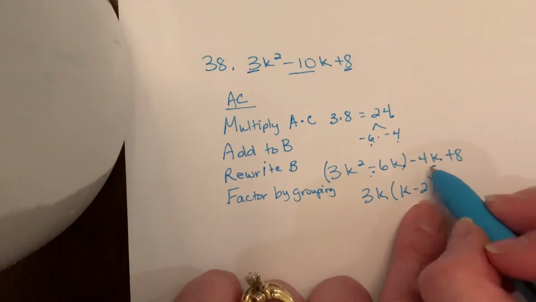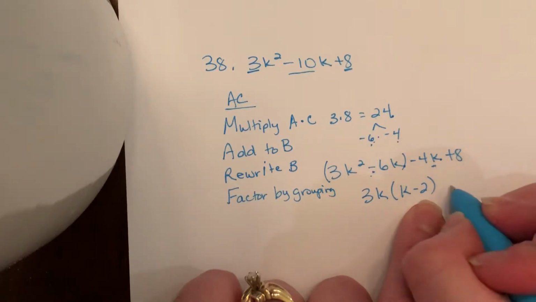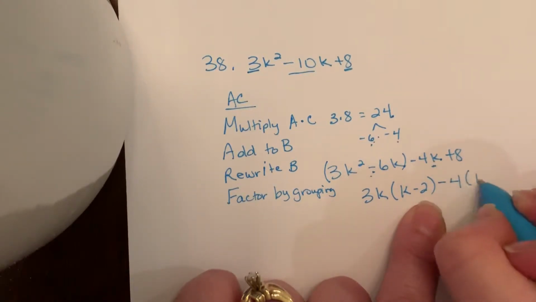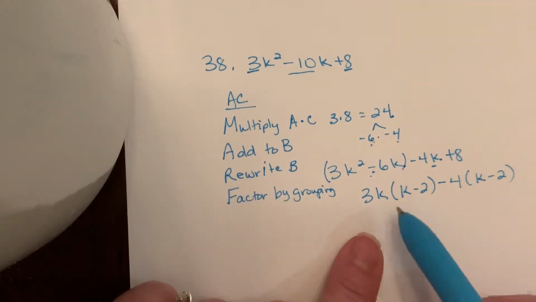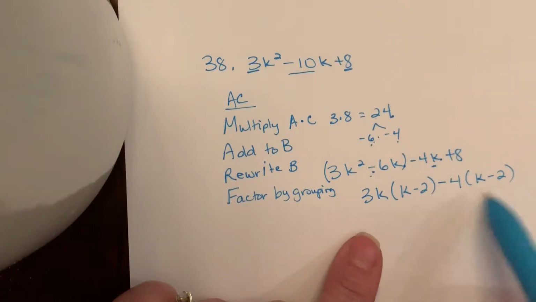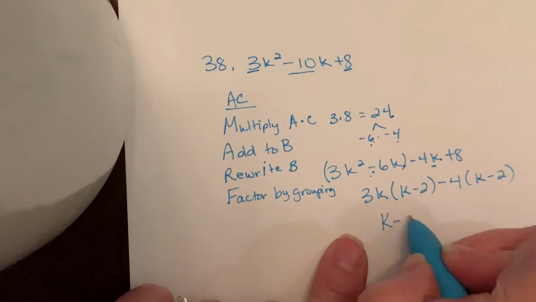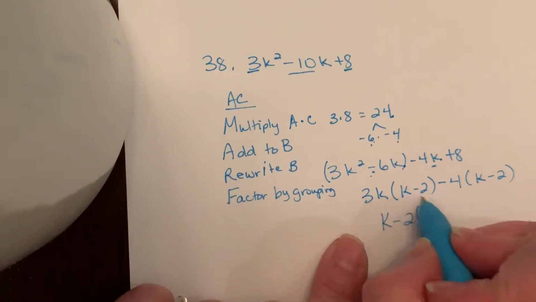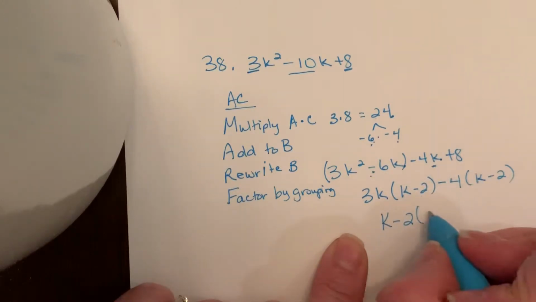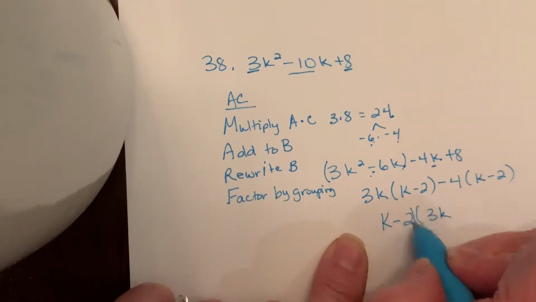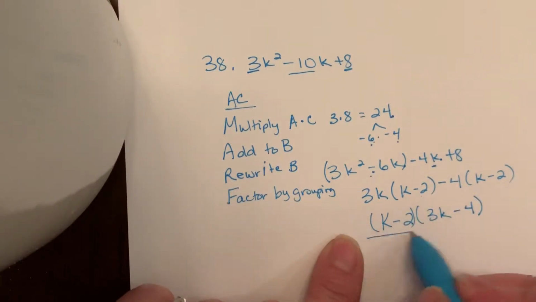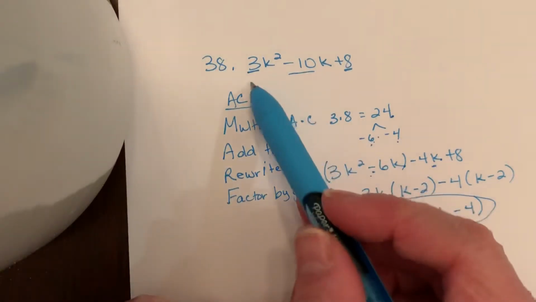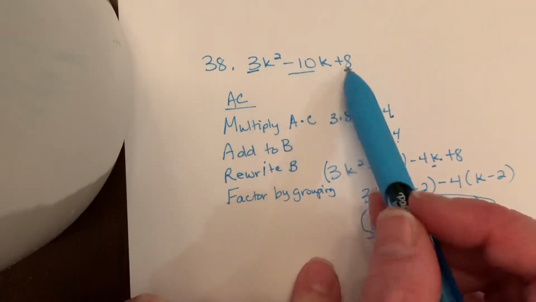And then here we're going to factor out a negative 4. Negative 4 times k minus 2. All right. And then we notice in both of these terms we have a like factor that we can factor out. We have k minus 2. When we factor it out of the first term, we get 3k. When we factor it out of the second term, we get minus 4. And these are our two factors for this trinomial 3k squared minus 10k plus 8.